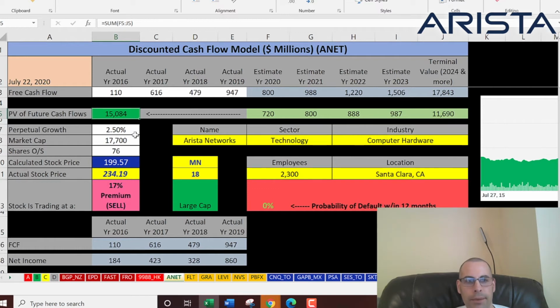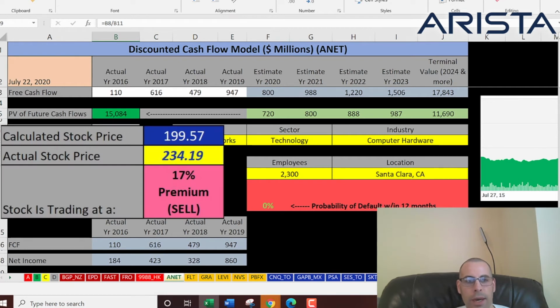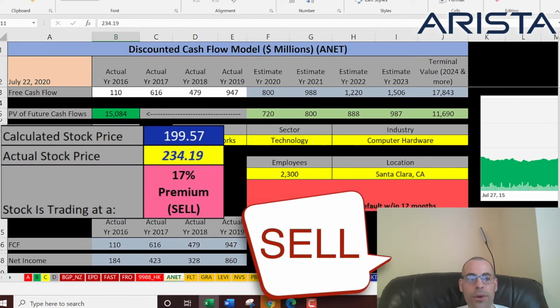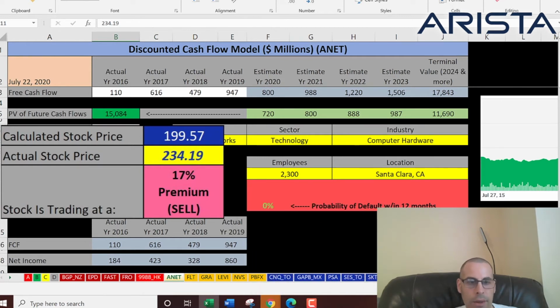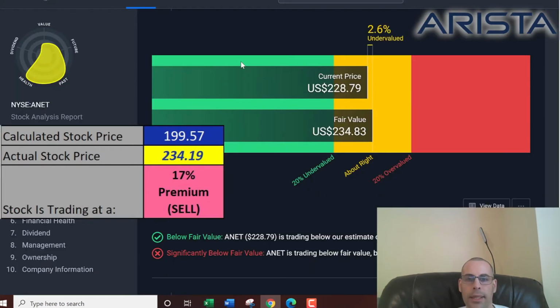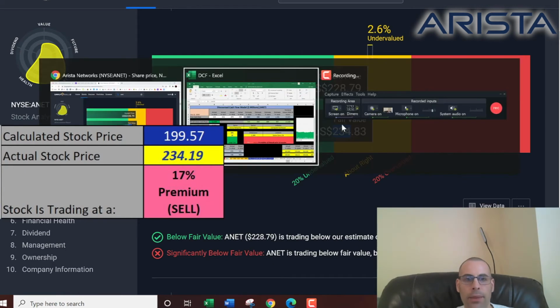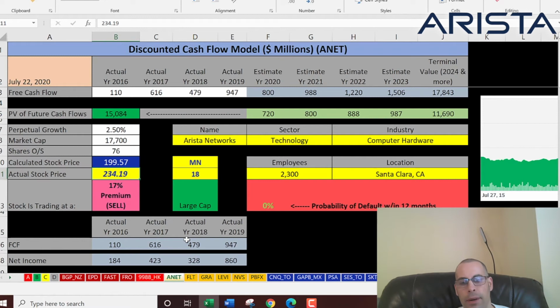We divide that by 76 million shares, and we get an intrinsic stock price of $200. They're trading at $234, so they're trading at a 17% premium. It's a sell according to the model. Let's see what Simply Wall Street values the company at. They're pretty much where they're trading at. They're saying the stock is worth $234. So they're valuing it higher than I am. I'm using the prior financial information to value the company. Simply Wall Street uses what analysts say the company is going to be worth in the future.